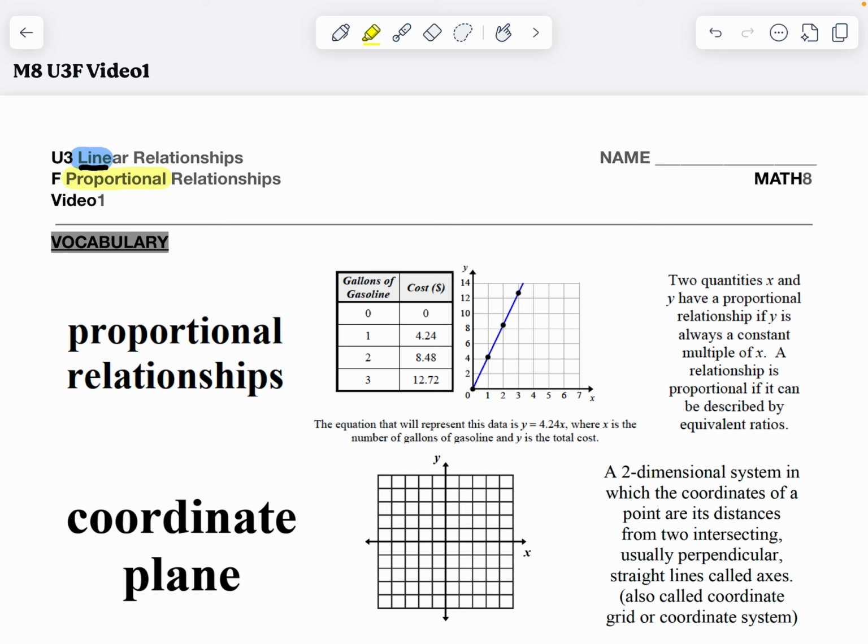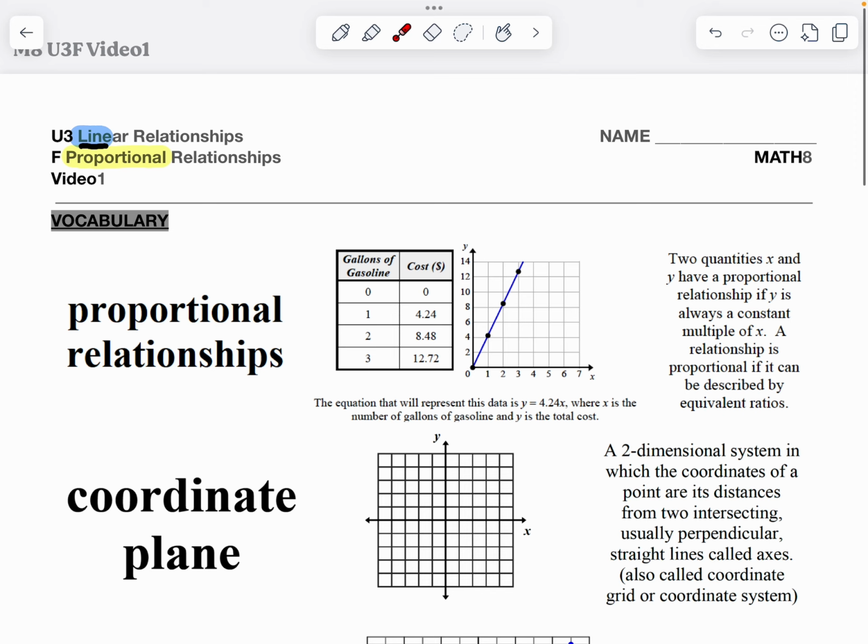So the first vocabulary word is proportional relationships. I'm going to read you the vocab word, and we're going to talk about the pictures you see in the middle. Two quantities, x and y, have a proportional relationship if y is always a constant multiple of x. A relationship is proportional if it can be described as equivalent ratios. In 7th grade, you went pretty detailed on proportional relationships. This year, we're going to look at proportional relationships as they exist on a graph, on a table, and in an equation.